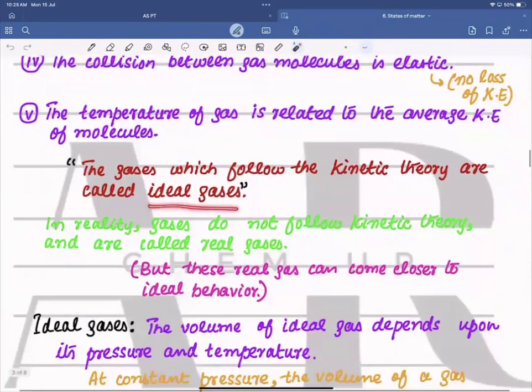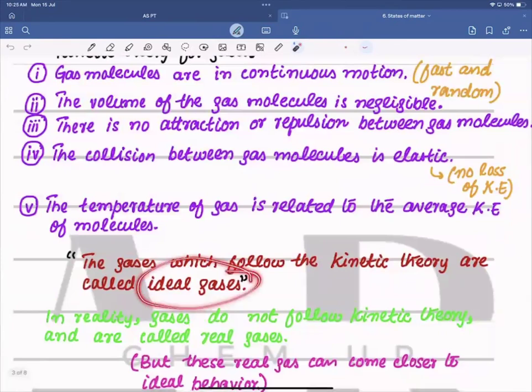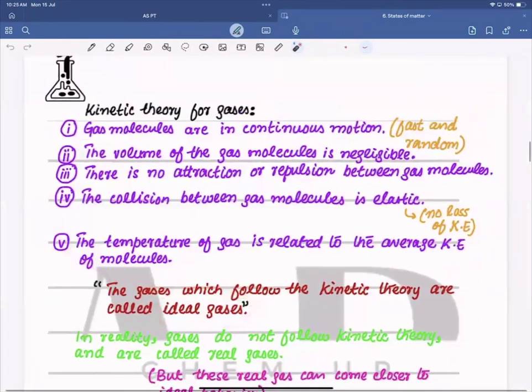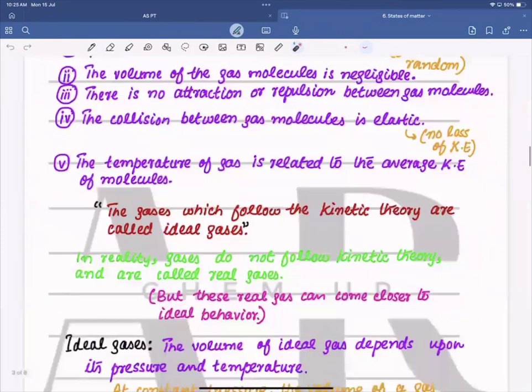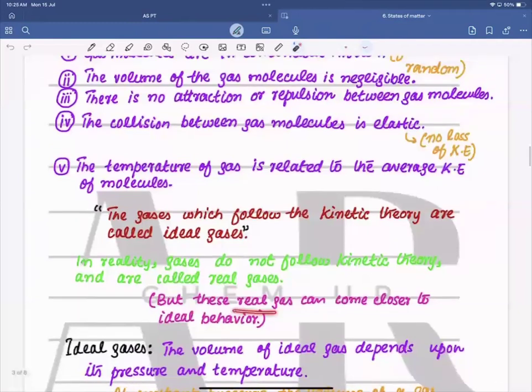The ideal gases are ones which behave like this, which follow all these points, and any gas which does not follow any of the points is called a real gas. Any confusion till here?